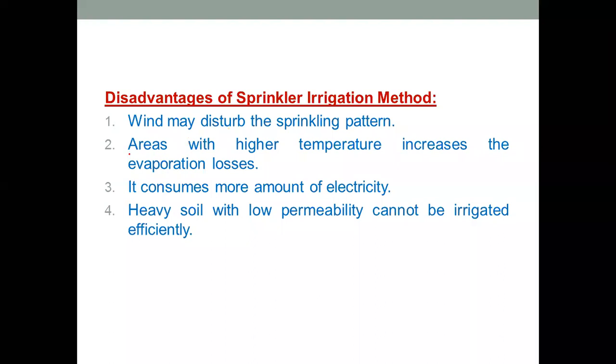Next is that areas with higher temperature increase the evaporation losses. When the water is ejected through the nozzles at high pressure, it comes out in the form of small droplets, which remain in the air and then fall onto the crops. But if there is very high temperature, as there are very small droplets, the problem of evaporation occurs, and hence the evaporation losses are higher.